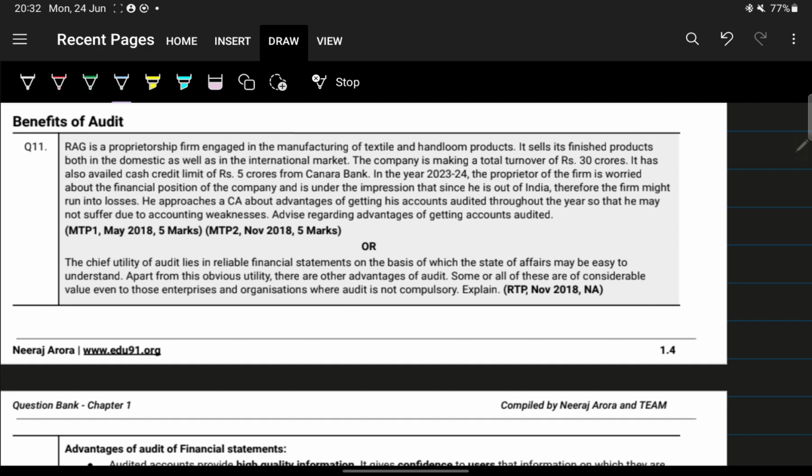Here, REG is a proprietorship firm engaged in the manufacturing of textile and handloom products. It sells its finished products both in domestic as well as international market. The company is making total turnover of 30 crores. It has also availed cash credit of 5 crores from Canara Bank. The proprietor of the firm is worried about the financial position and is under the impression that since he is out of India, the firm might run into losses. He approaches the CA about the advantages of getting his accounts audited throughout the year so that he may not suffer due to accounting weaknesses. Advice regarding the advantages of audit.